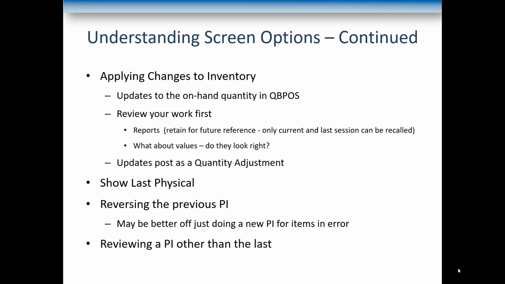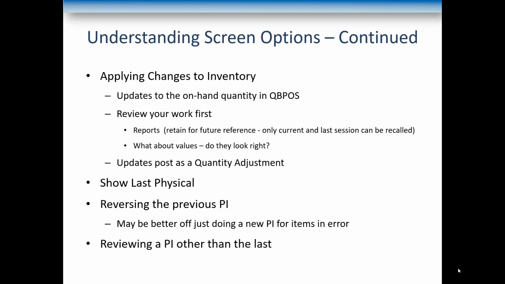We can look at the last physical inventory. Again, that's under the I want to menu. Reason why I might want to look at that is, let's say after I've applied my changes, even though I've given you all the warnings I can, you go and you take a look and you're like, something doesn't look right. So you can go in and show the last physical inventory and you can see if perhaps maybe you'd made an account. Unfortunately, about the only thing you can do there is to reverse the last physical inventory.